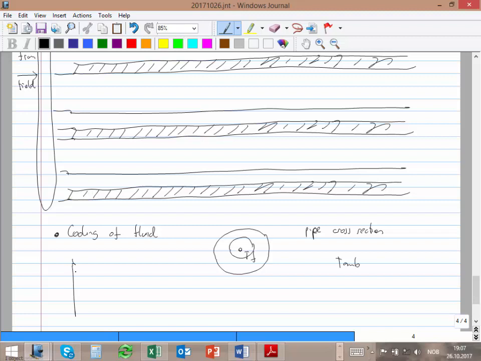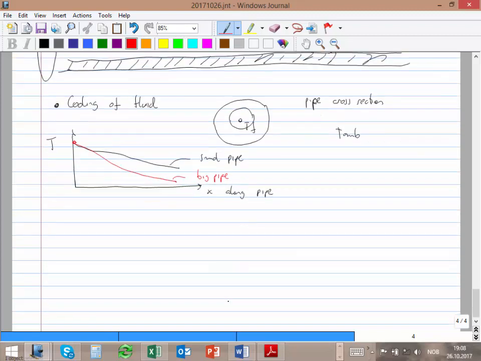If we plot now, this x is along the pipe, and this is the temperature. Maybe for a small pipe it goes like that, but for a big pipe, for the same starting point, it will drop much faster, just because you have more area exposed. And I guess you know how to calculate that. We don't talk too much about temperature in these two modules, but I will see if we have time to have some discussion on temperature.